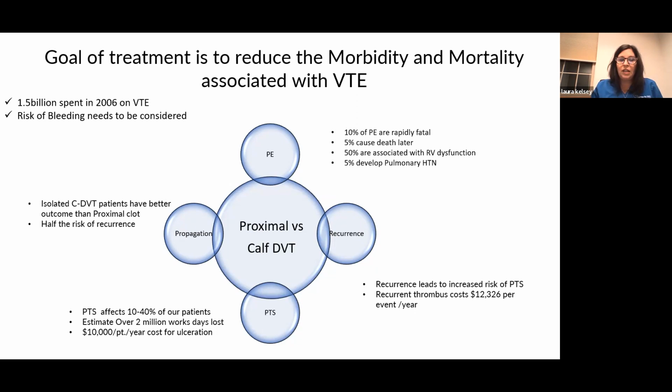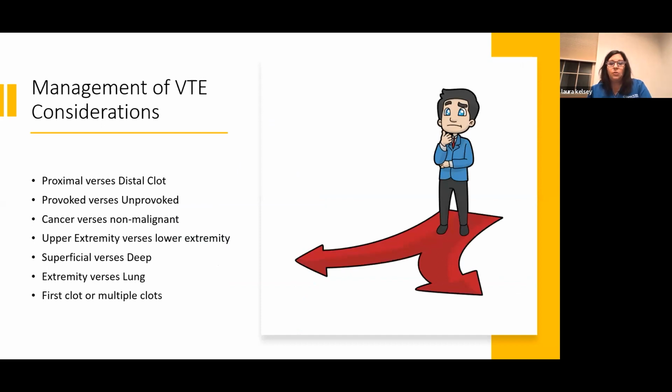Now, what's interesting is isolated caffeine clot patients don't have these problems. They don't tend to have PEs. They don't tend to have recurrence rate as high of a risk. And the risk for post-thrombotic syndrome is very low. And so this allows us to kind of peel them off as a separate category. So when we're talking about management, that's a consideration.